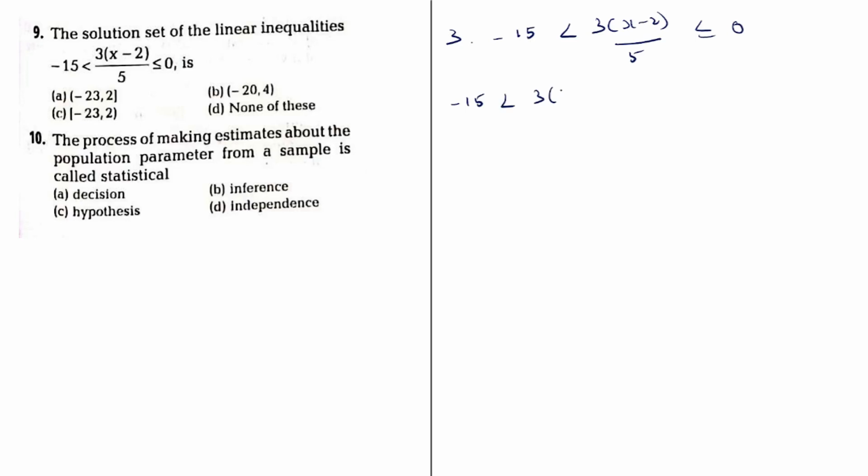If solving together is found difficult, so here we can cross multiply this. So this is minus 15 into 5 less than 3 into x minus 2. So here 3 and 15 will go 5 times.